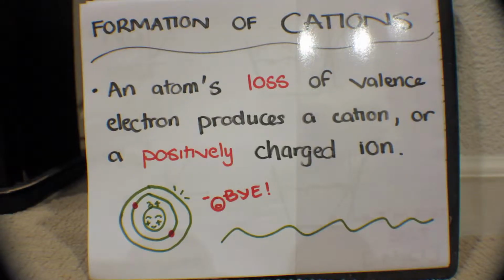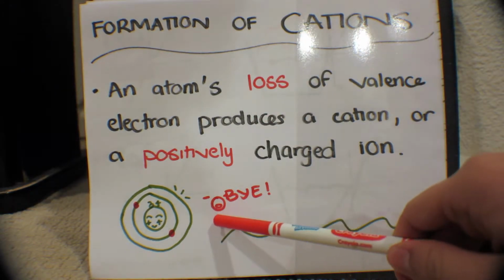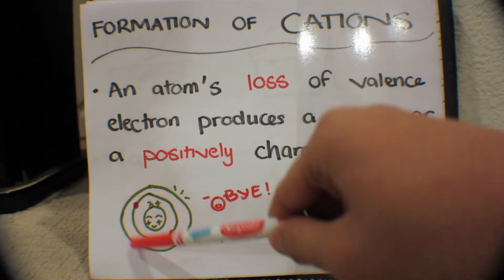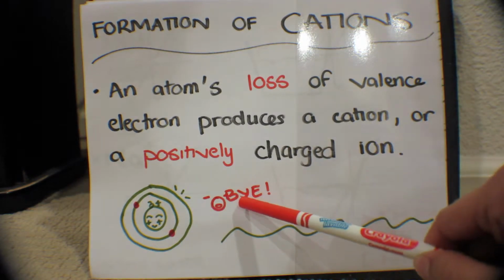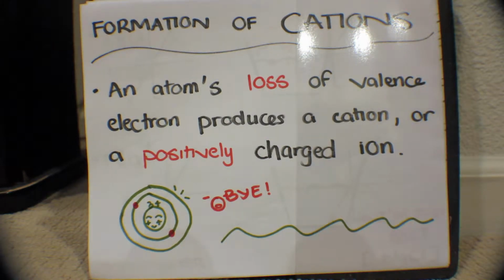To move on to the formation of cations: an atom's loss of a valence electron produces a cation, or a positively charged ion. So loss means positive, and you can see in the image shown right here, this atom loses 1 electron to form a cation.